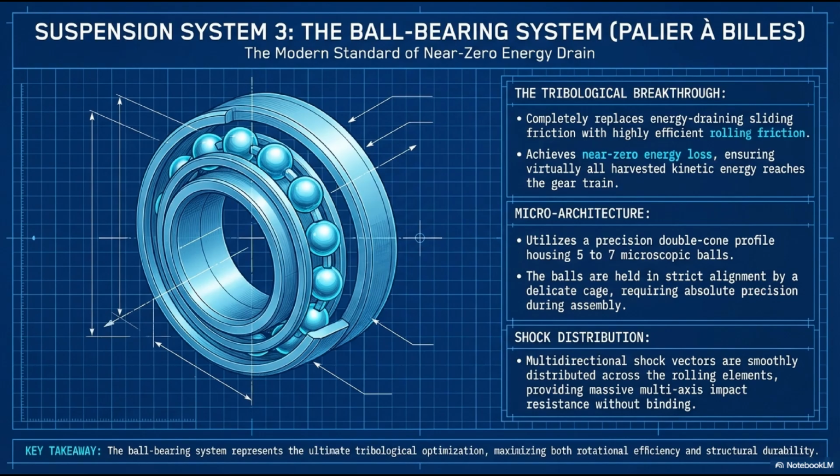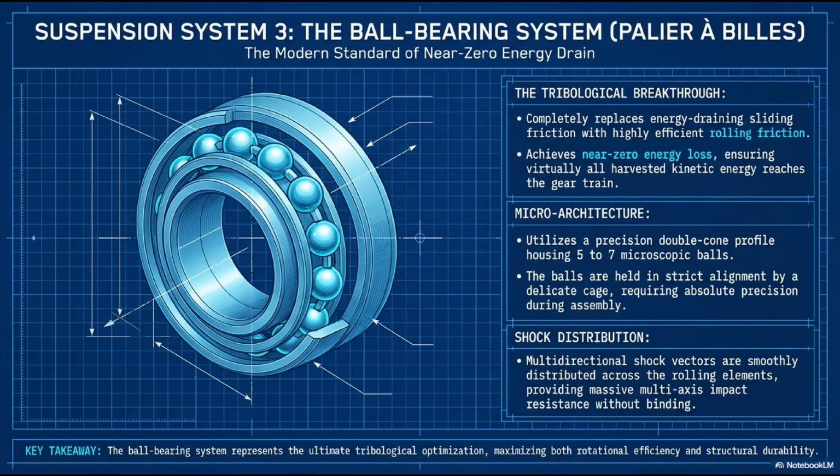Look at the microarchitecture in the 3D rendering. It utilizes a precision double-cone profile housing, typically containing 5 to 7 microscopic synthetic ruby or ceramic balls. These balls are held in strict, perfect alignment by a delicate metal cage, requiring absolute surgical precision during factory assembly.